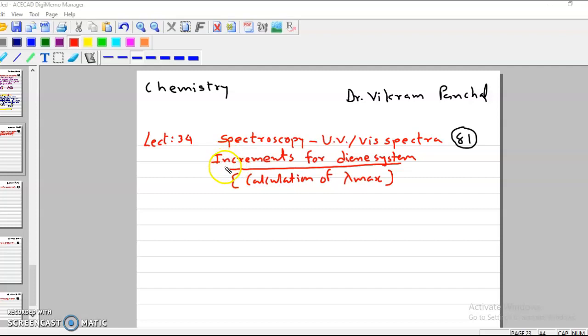In this lecture I will explain some increments we add for calculation of lambda maxima in diene systems. So the first increment is for extra conjugated double bond.